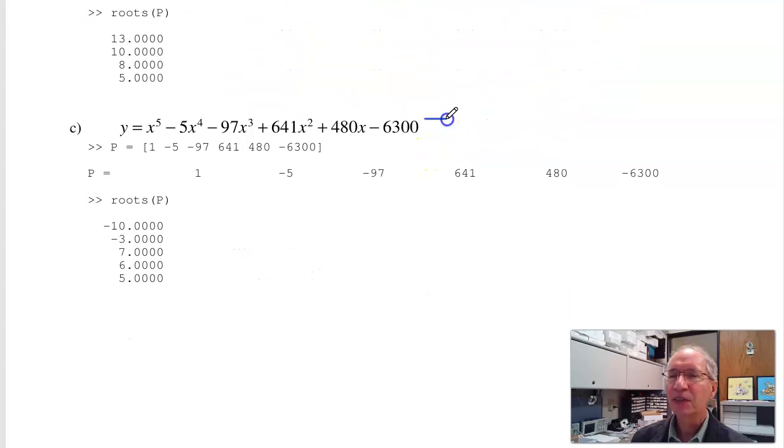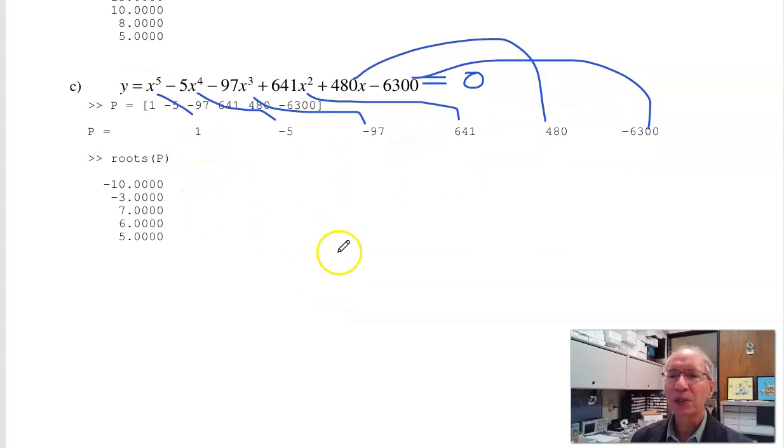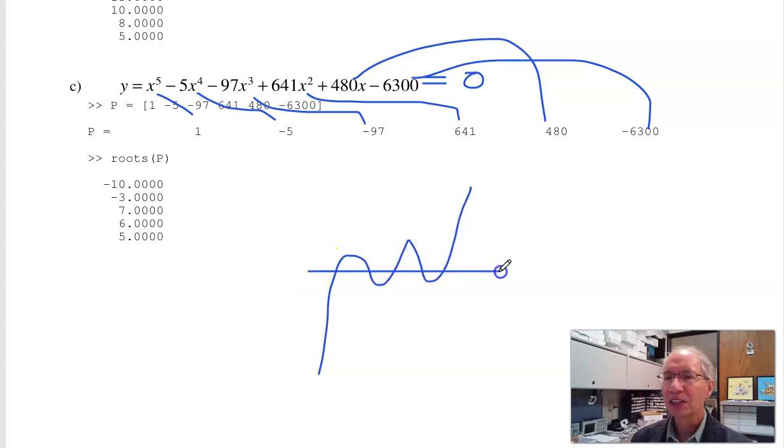Finally, part C, if I set this equal to 0, solve for x. Again, that's the roots command. Input the polynomial in decreasing powers of x. 1 for x to the 5th, minus 5, minus 77, 641, 480, minus 6300. Find the roots of that polynomial. A fifth order polynomial looks like this. In this case, I actually have 5 zero crossings. Minus 10, minus 3, plus 5, plus 6, plus 7.